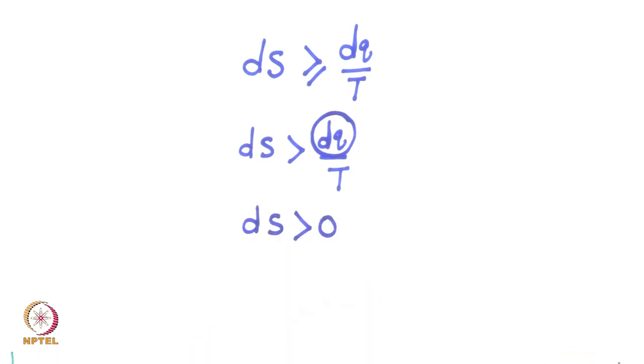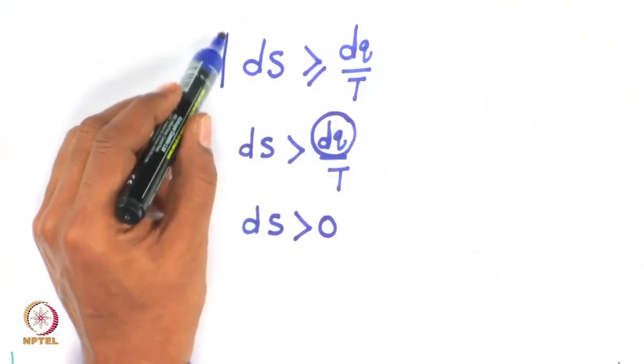This is a common mistake which many times I have seen while discussing with several students, that whenever we say adiabatic process, generally one tends to consider that since there is no exchange of heat between system and surroundings, therefore, in each case the entropy change should be 0. No.